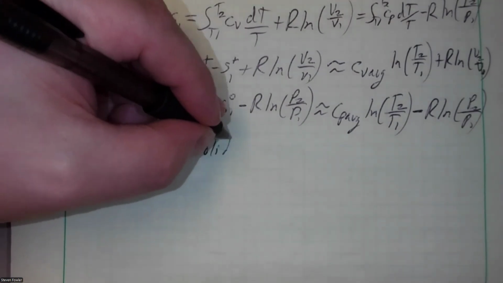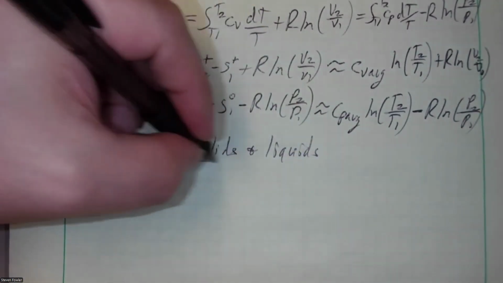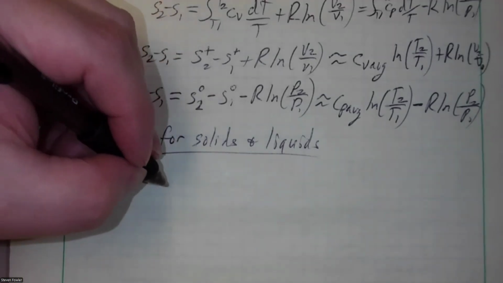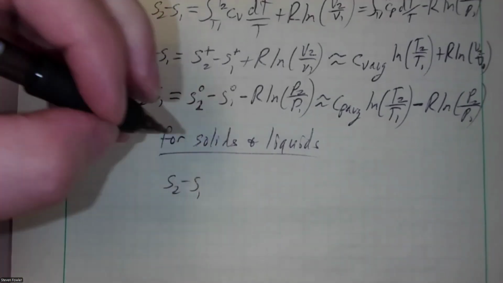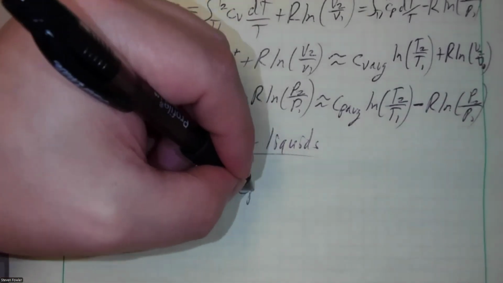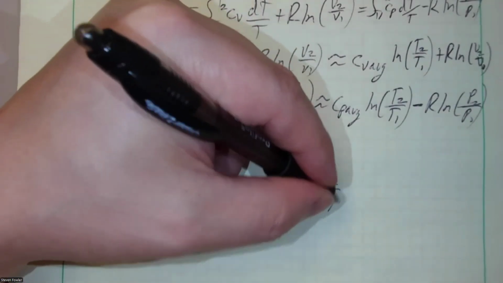For solids and liquids, again, if phase is constant. If phase is not constant, specific heat's not constant, so this doesn't work. But if I'm dealing with a solid staying a solid or a liquid staying a liquid, delta S can be approximated as C sub P at the average temperature times the natural log of T2 over T1.